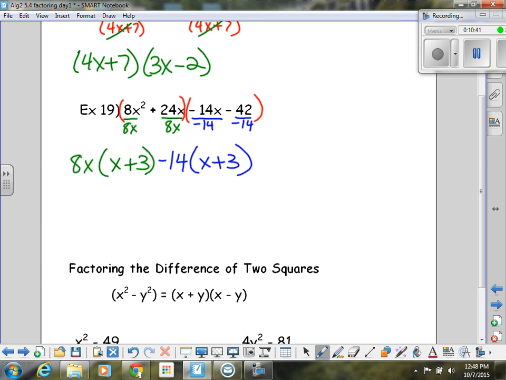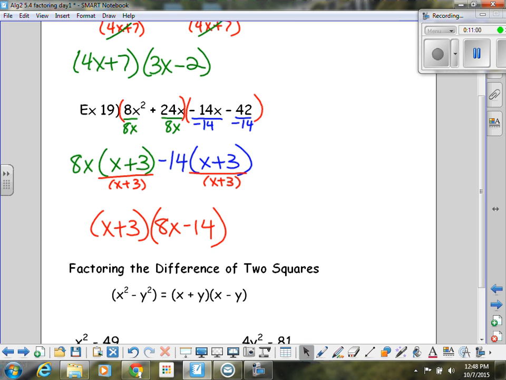And then again, I have that common parenthesis. You see them? The x plus 3 and the x plus 3. So we'll be dividing by that. So what does that leave me with? I have x plus 3 in front, and then 8x minus 14 in the bottom.